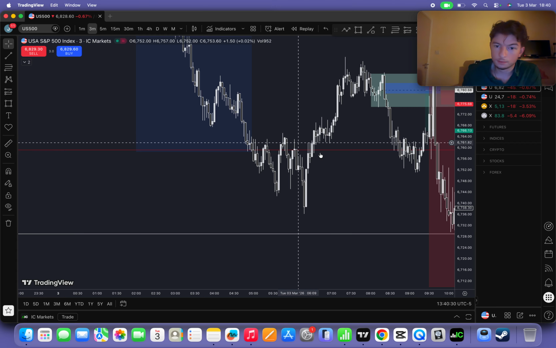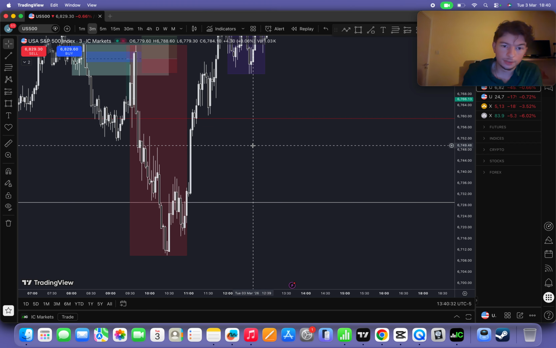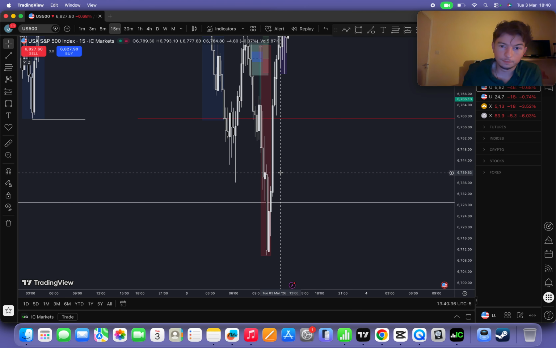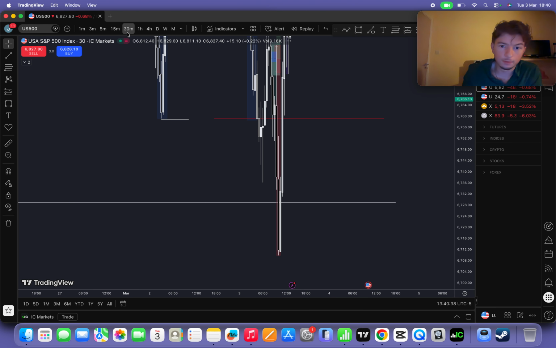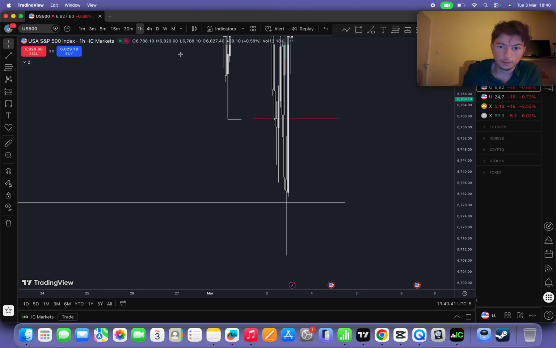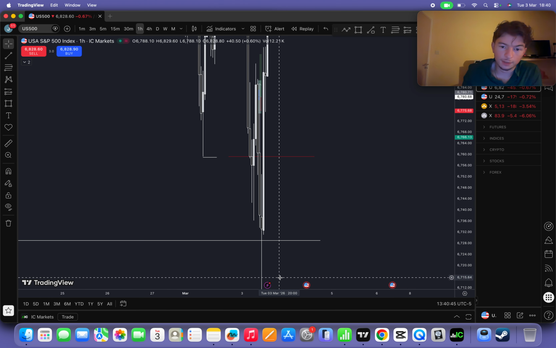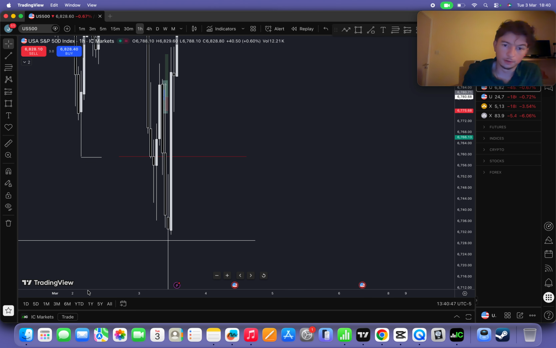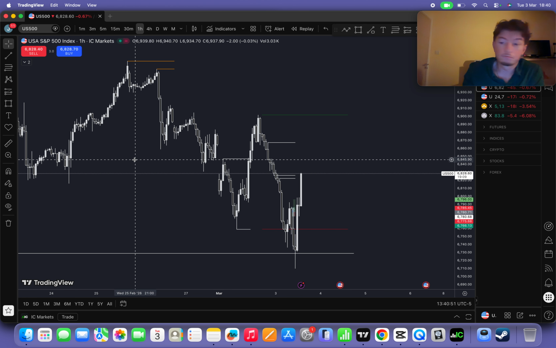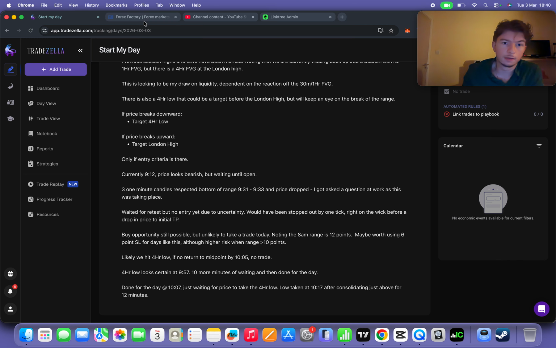If there was a possible entry here, I mean, there wasn't an inverse fair value gap. They're all invalid, I think, with this wick. There wasn't an inverse fair value gap in here, so couldn't look for a previous daily low, previous daily high model. And yeah, that's pretty much it. No trades for me today.